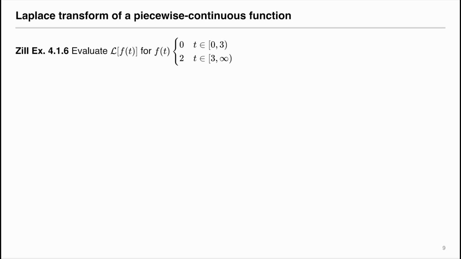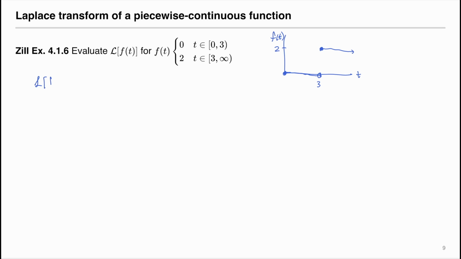Remember that in the definition of Laplace transform, we said that the function can be piecewise continuous. In this case, we want to evaluate a function where it is 0 from 0 to 3, but 2 from 3 on. So we plot it over t, f of t, from 0 to 3, it is 0. It is including 0, but not including 3. But at 3, it is 2 and goes to infinity. Okay, we want to evaluate the Laplace transform of that.